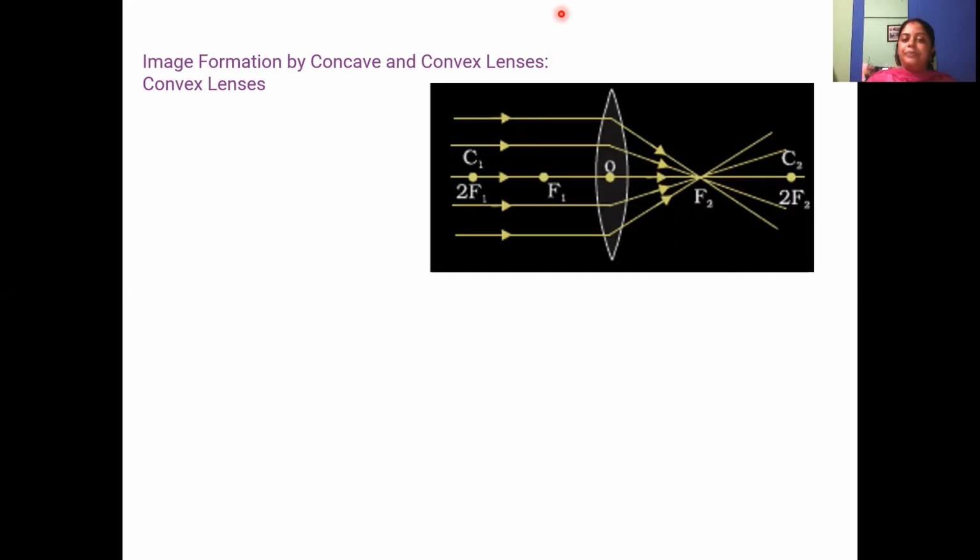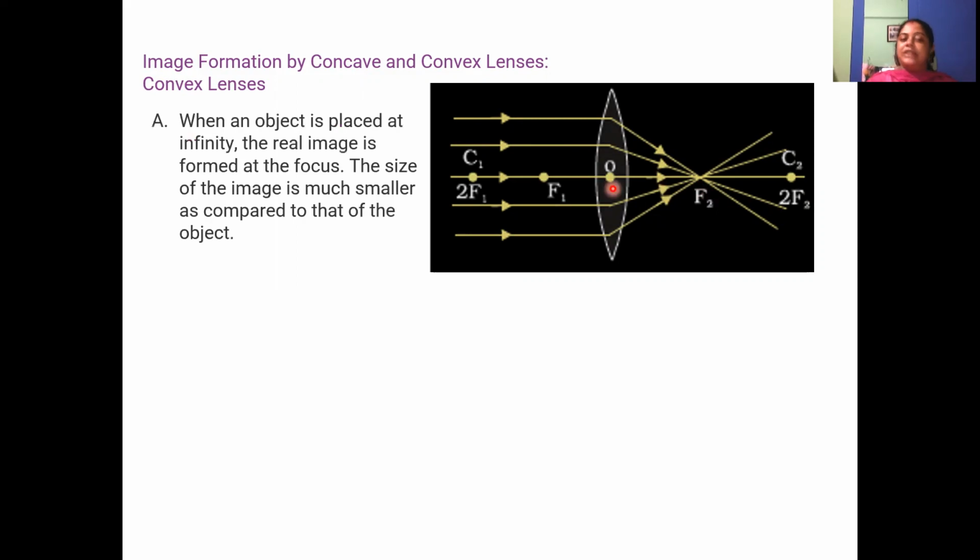First, we can see if the object is placed at infinity, then you will get the image at focus. Now, what is the nature? The nature of the image is real. It is a real image, is not it? And what is the size? The size of the image is highly diminished.